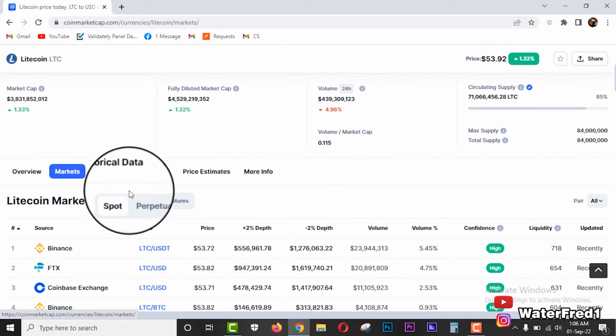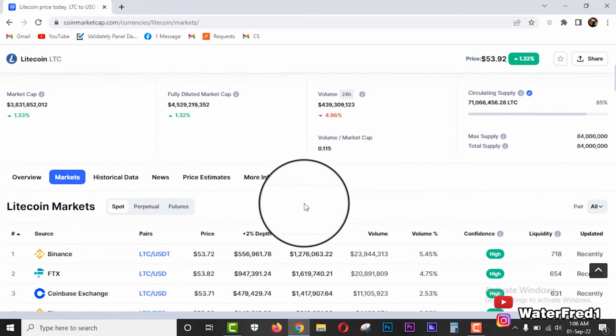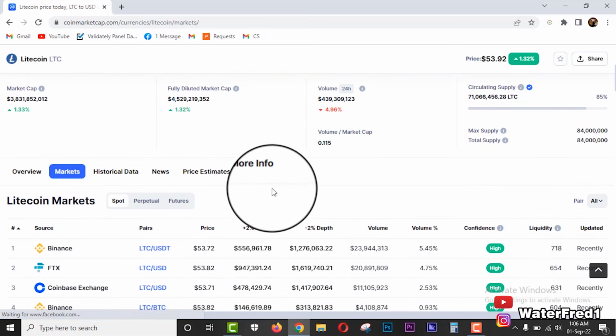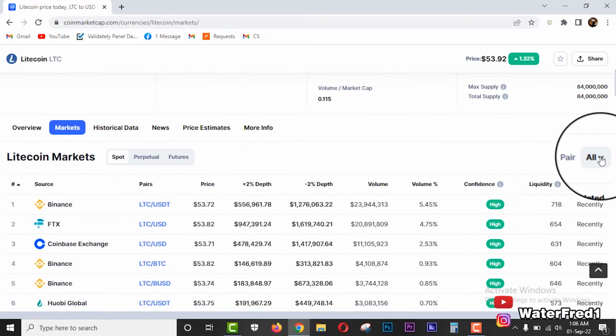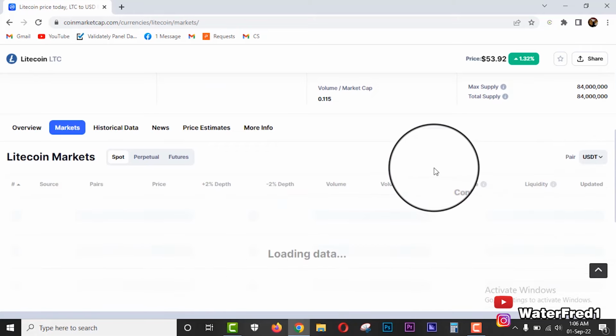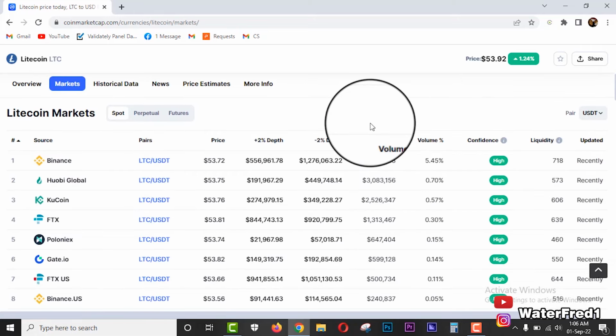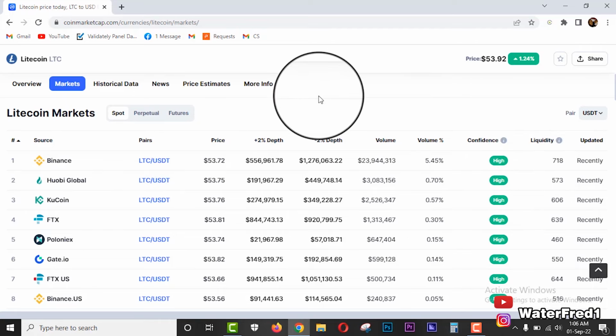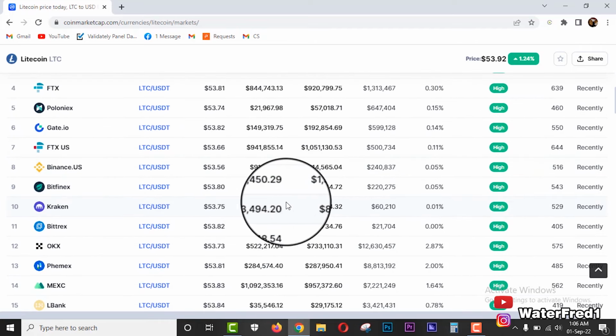So once you click on market and you see a lot of things displayed, the next thing you are going to do is come to this place that is written pair and then pair it against USDT. Click it and pair against USDT. You can see all the data are now loaded up.